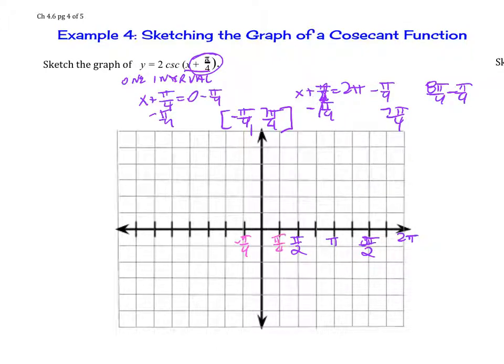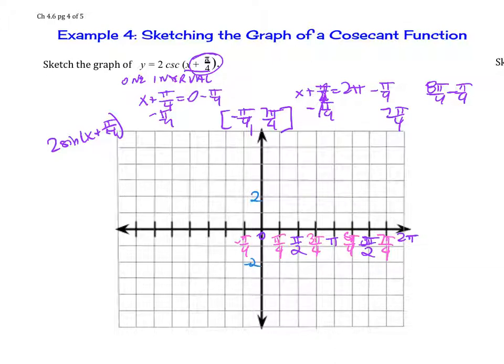So then my next point is going to be at pi over 4. This is going to be 3 pi over 4, 5 pi over 4, and 7 pi over 4, and then this is a 0 here. And we're graphing cosecant, and the amplitude, well, we think of sine, right? 2 sine of x plus pi over 4. We know that the amplitude of sine is 2, so it's 2 and negative 2.